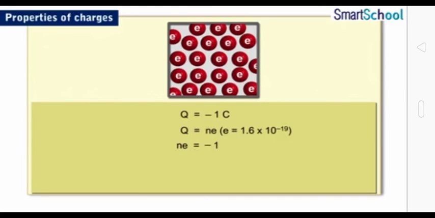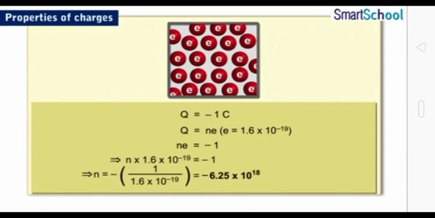Substituting the values of Q and e and simplifying, we have n is equal to minus 6.25 multiplied by 10 raised to the power 18. Here, n is a negative integer, indicating that the body has gained a negative charge. So we see that 1 coulomb of negative charge contains 6.25 multiplied by 10 raised to the power 18 electrons, which is a very large number of electrons.